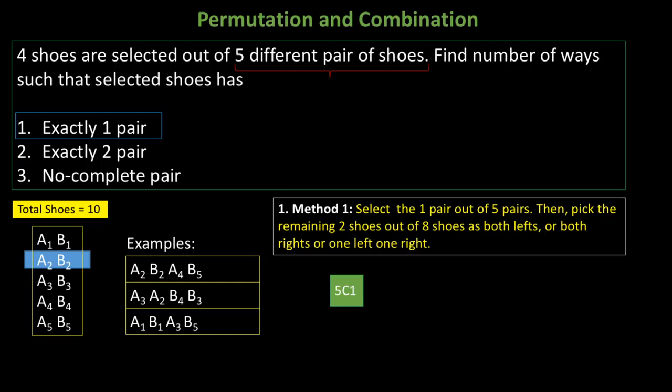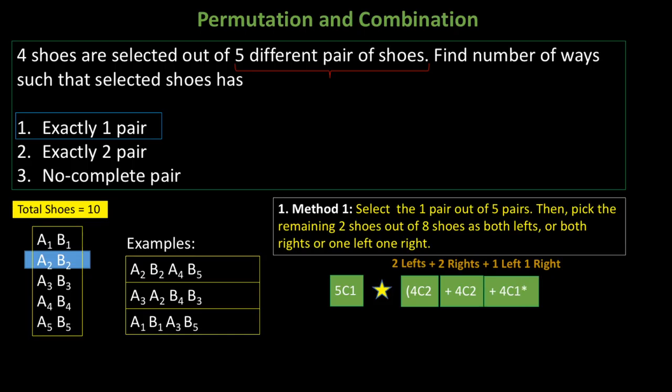Now, we talked about 2 lefts, 2 rights, and 1 left and 1 right. So 2 lefts out of 4 lefts can be chosen in 4C2 ways. Similarly, 2 rights can be chosen in 4C2 ways from 4 rights. For 1 left and 1 right, let's say from A1, A3, A4, A5, if I have to select 1 left, I can do that in 4C1 ways.